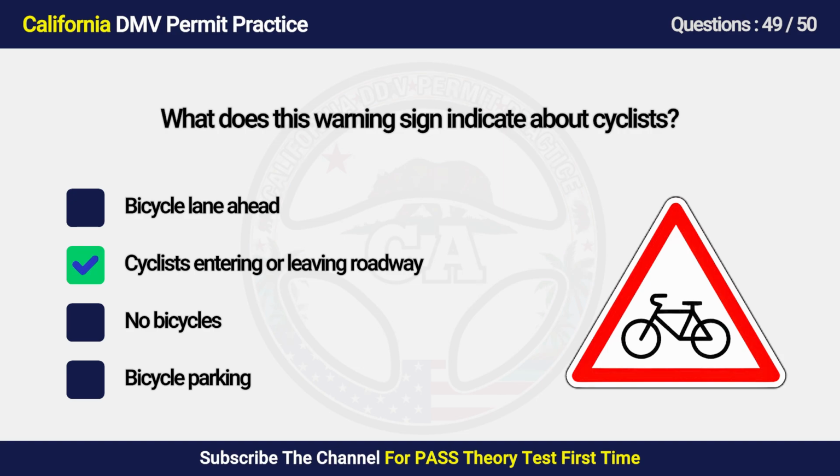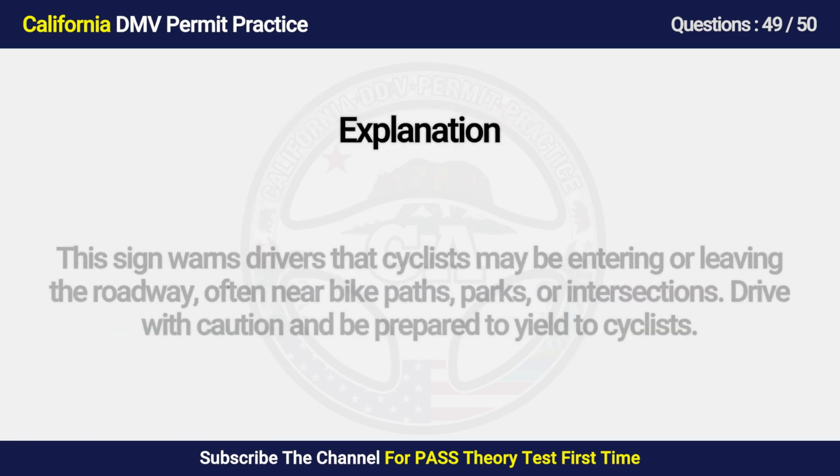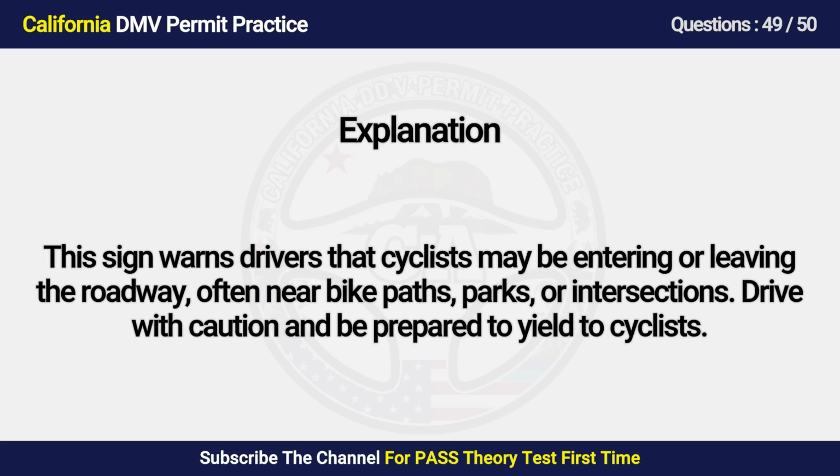Answer is B. Cyclists entering or leaving road. This sign warns drivers that cyclists may be entering or leaving the roadway, often near bike paths, parks, or intersections. Drive with caution and be prepared to yield to cyclists.